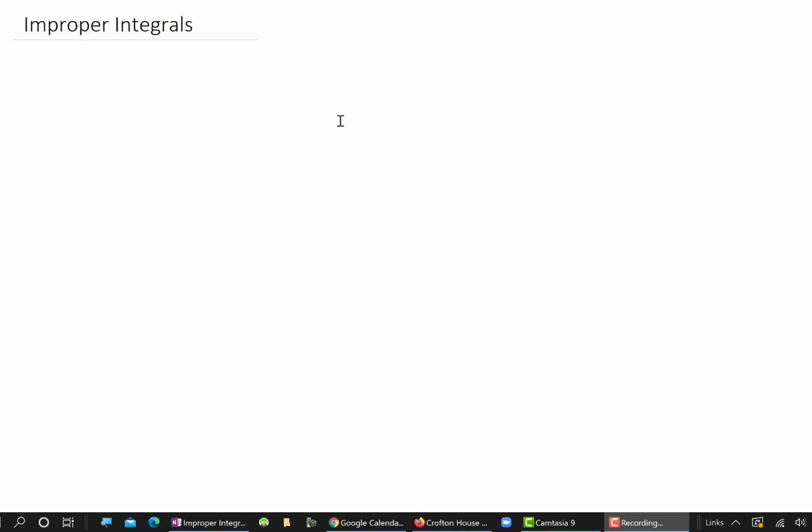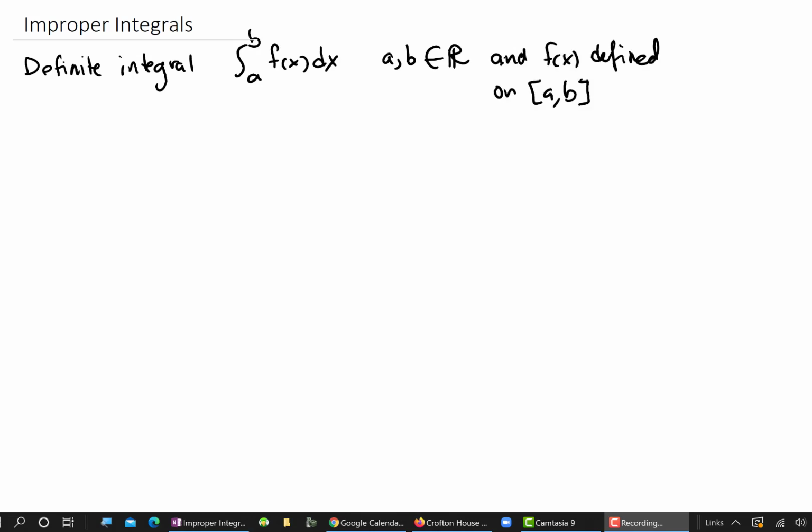Okay, in this section we're going to take a look at improper integrals. So let's just go back and review what is meant by a definite integral. There are some conditions on definite integrals, such as a and b have to be real values, and the function f of x has to be defined on this closed interval.